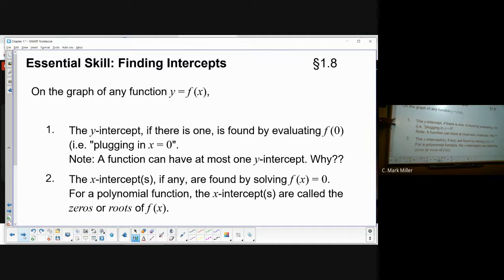So anyway, intercepts. This is such a common hang-up. Y-intercept, X-intercept. I'm only going to do this once because I'm old. How do you find the y-intercept of any function in the universe? Plug in 0.